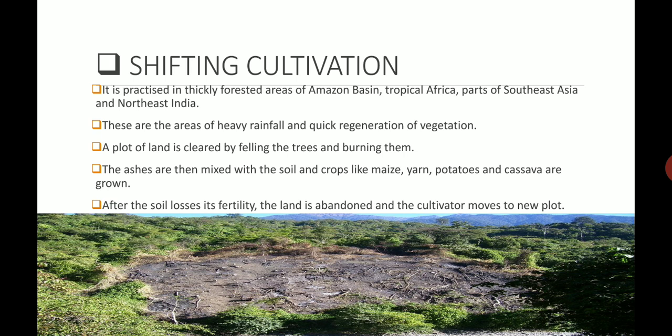There is a plot of land which is cleared. How? By felling trees and burning them. When these trees are burnt, their ashes are mixed with the fertile soil, and crops like maize, yam, potatoes and cassava are grown. When the soil loses its fertility, the land is abandoned, and the farmers move forward in search of a new plot.